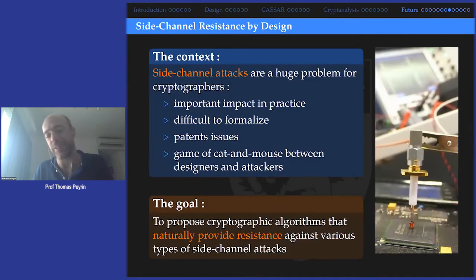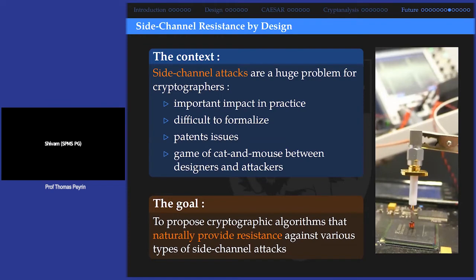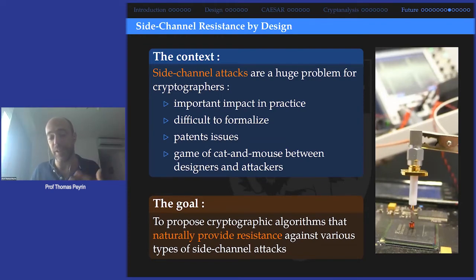One last thing is about side channel resistance. This is interesting, I think, in cryptography. In cryptography, we design all these ciphers. We have to prove that everything is fine against the adversary, that all the attacks are taken into account and nobody can break it, okay?